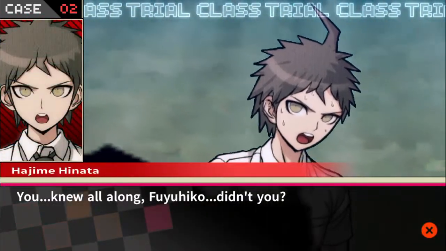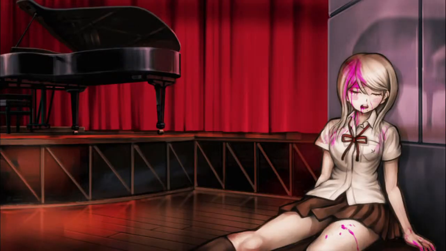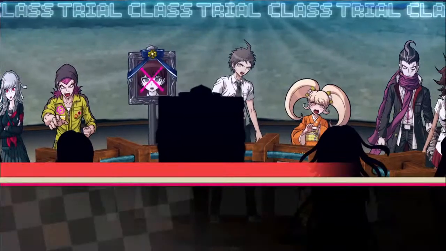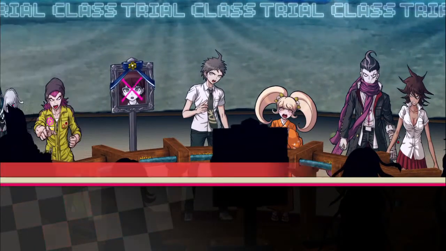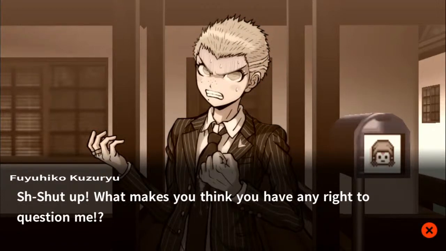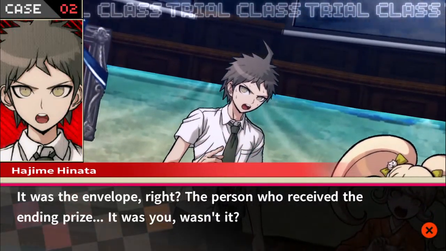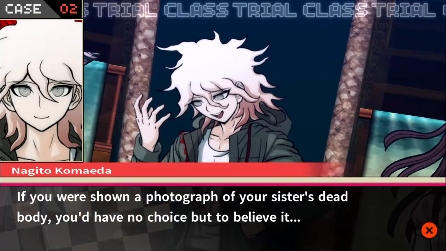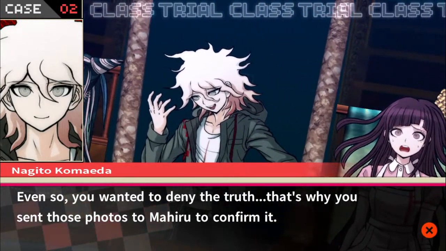You knew all along, Fuyuhiko, didn't you? You knew whether or not the first victim in the game was actually your little sister, right? Because whoever beat the game first received the ending prize. It was the envelope, right? The person who received the ending prize. It was you, wasn't it? If you were shown a photograph of your sister's dead body, you'd have no choice but to believe it. Even so, you wanted to deny the truth. That's why you sent those photos to Mahiru to confirm it.